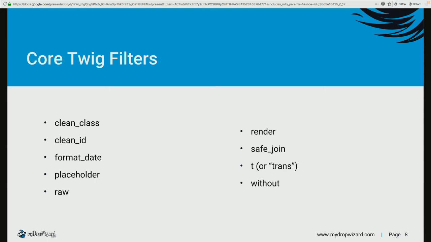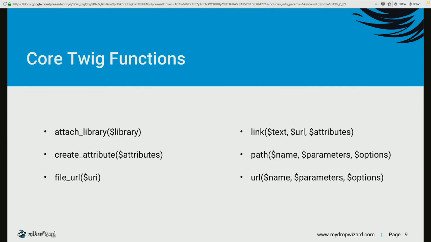Core provides a handful of useful filters. These would be used with the same syntax we just saw. The value we're going to filter at the beginning, and we have the vertical pipe, and then we have the filter itself. There are also a few functions provided by core. These are all fairly straightforward. If you've been working with the Twig templates, of course, I'm sure you've seen these filters and functions throughout the templates.